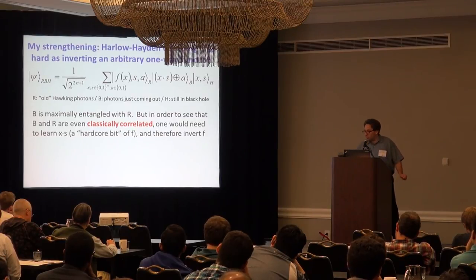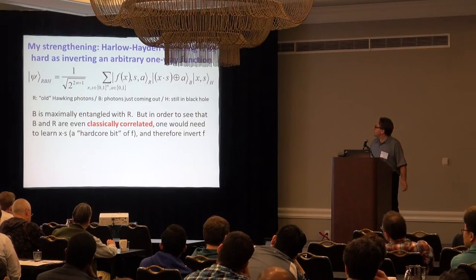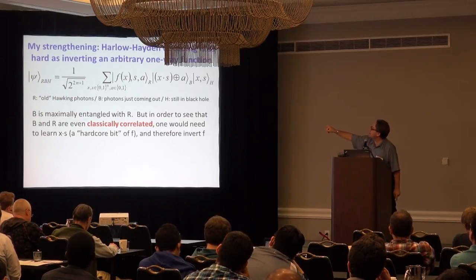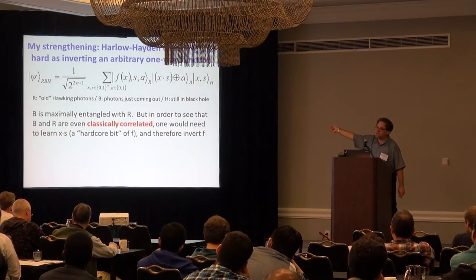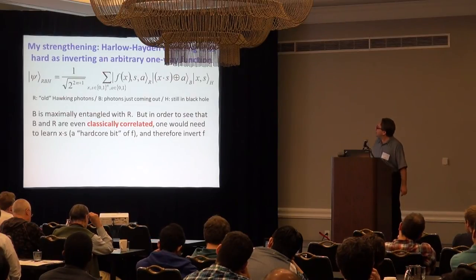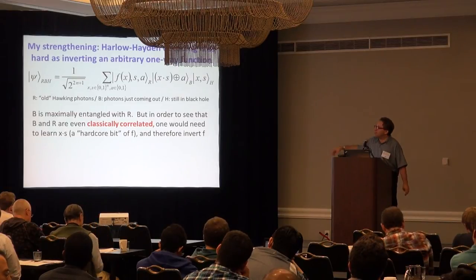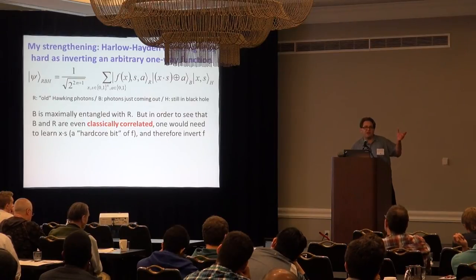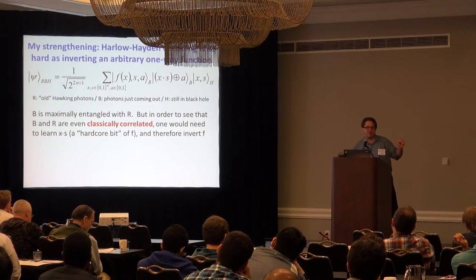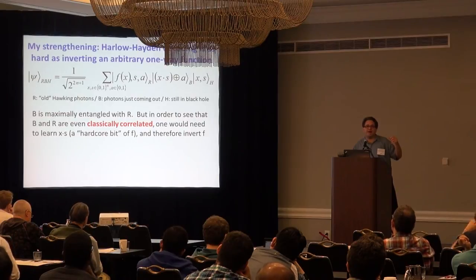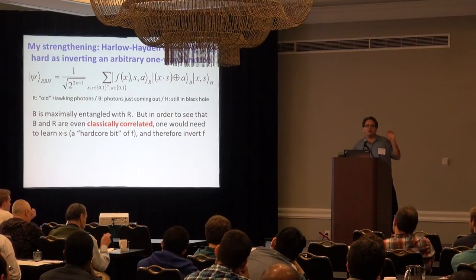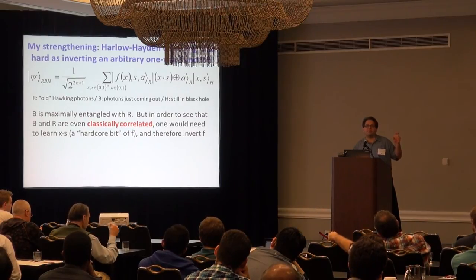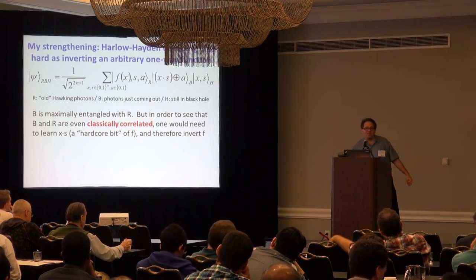In my reduction, you take a one-way function f, where now f of x is going to be in the Hawking radiation and x is going to be inside the black hole, so it's the other way around. And in the B register is going to be what's called the Goldreich-Levin hardcore predicate of the one-way function. That is just some bit about the input x, which is hard to predict with any probability better than chance if all you know is f of x.